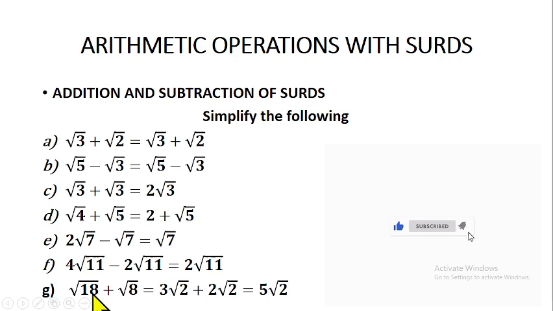So what is √9? That is 3. Then √2, we cannot simplify that one further. That will give us 3√2. So that means √18 is equal to 3√2, which I believe you understand. I've jumped a step here, but you can just write your own.